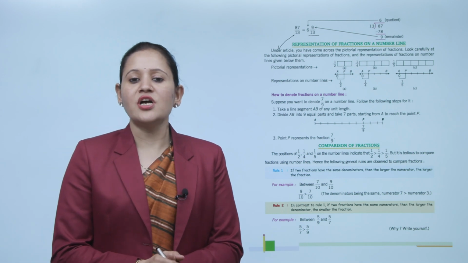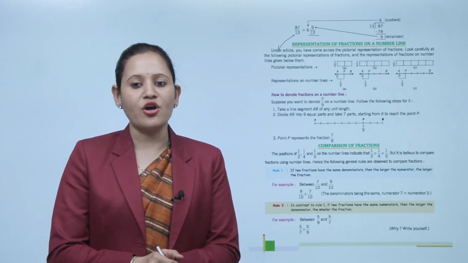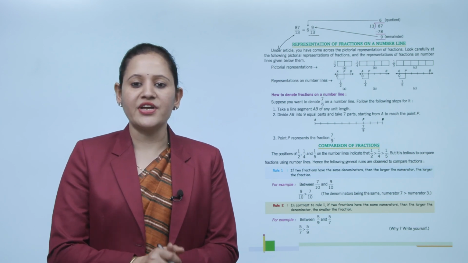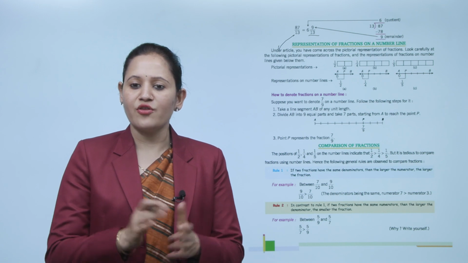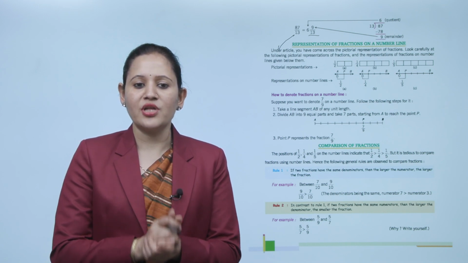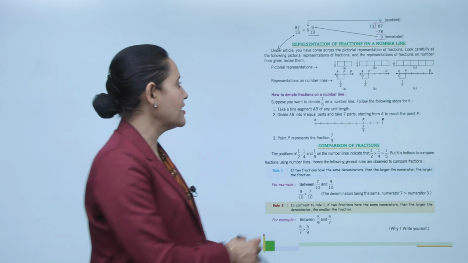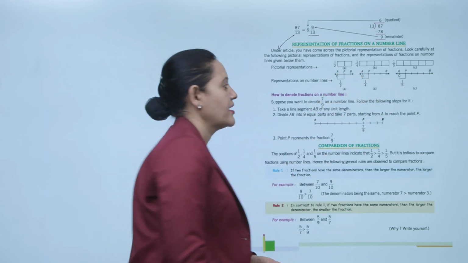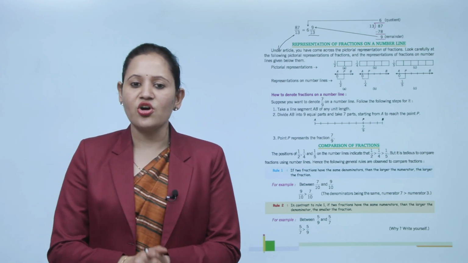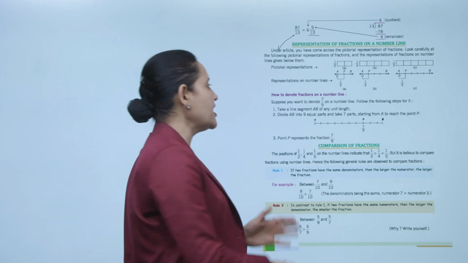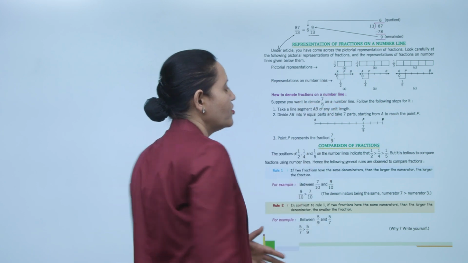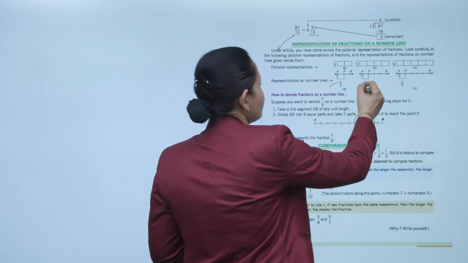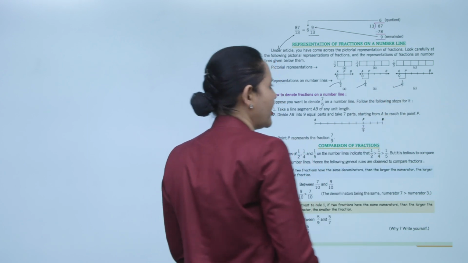Next is representation of fractions on a number line. Under this article, you come across the pictorial representation of fractions. Look carefully at the following pictorial representation of fractions and the representation of fractions on the number line given below them. Pictorial representation, it is 1 by 2, 1 by 4, 1 by 5. Next is representation on number line. Suppose we have to represent 1 by 2 on a number line. So we will represent like this. This is 1 by 4 and this is 1 by 5. Clear?